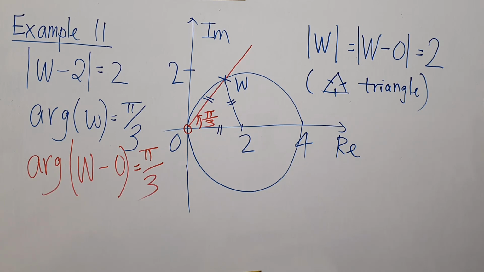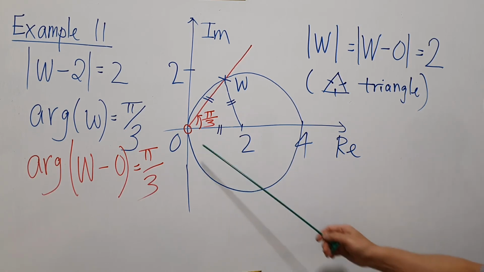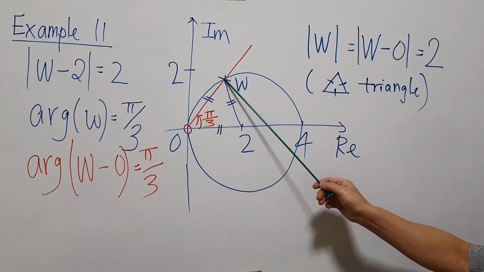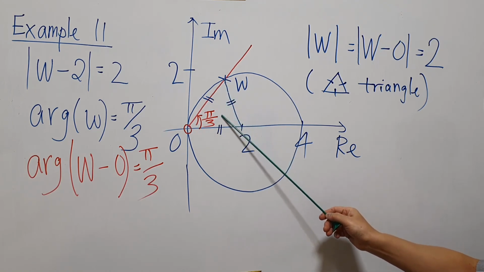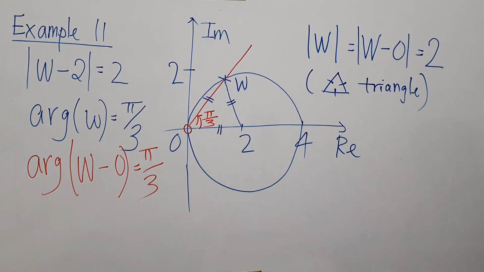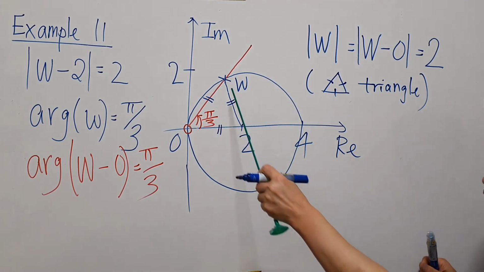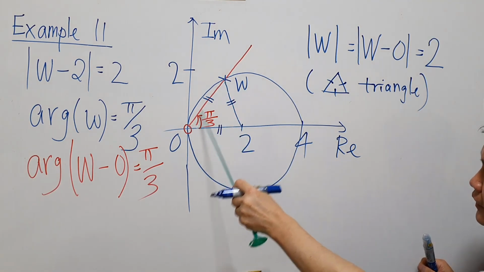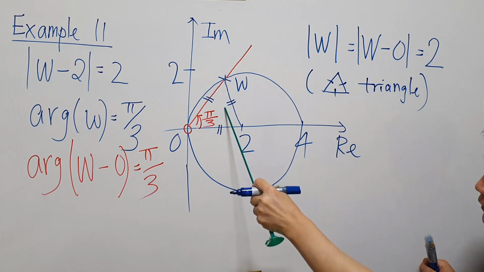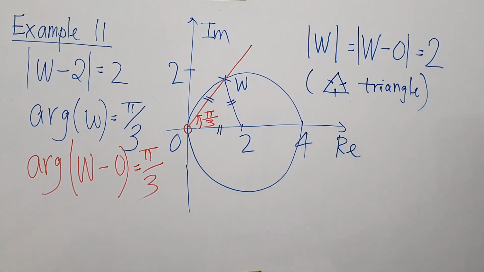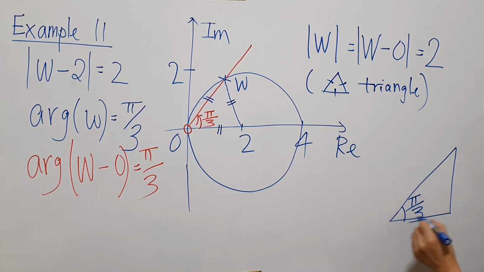Now that you have the modulus of W, the question wants you to find the complex number W itself. So to do this, I want you to see this triangle. From the complex number W, I'm going to drop a perpendicular down and then close up. So again, I intend to draw a triangle from here to here. Then from here, I draw a perpendicular down and then close up. So this triangle will look like this. This is pi over 3.